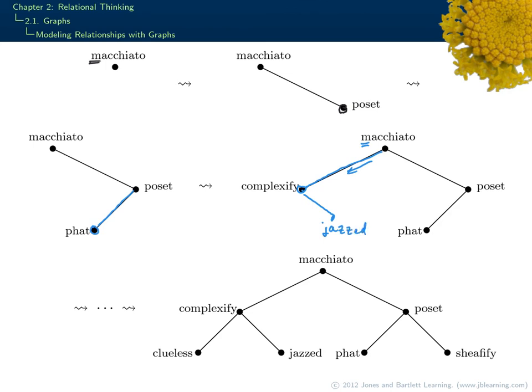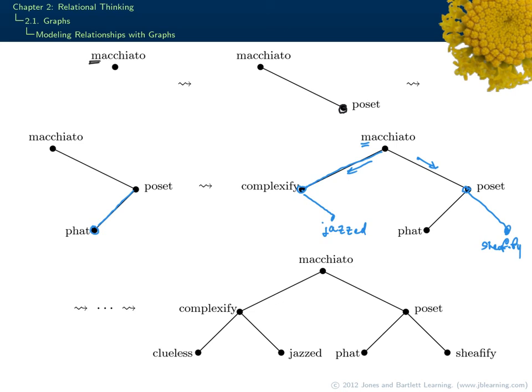All right, well, let's keep going. We've come this far. So the next word on the list would be sheafify. So I start at the top. Sheafify comes after macchiato, so I move down along this edge to my next comparison word, which is poset. And I ask myself, does sheafify come before or after that word? It comes afterward, and since there's no existing vertex, I establish a new vertex down and to the right. So there's our sheafify word, and I establish this edge going down to it.